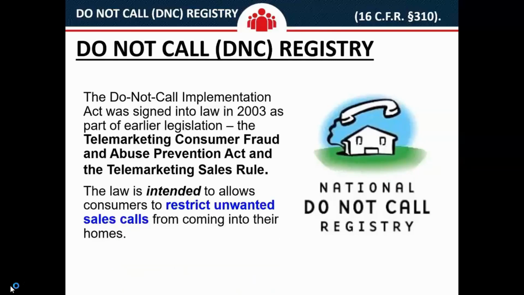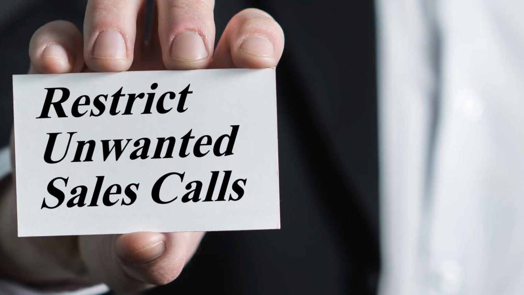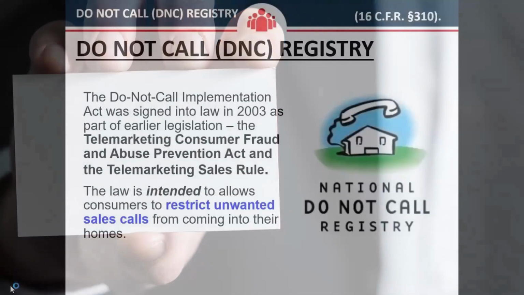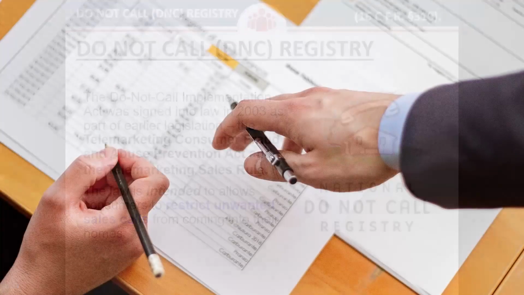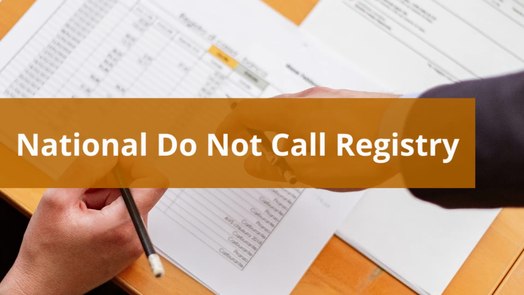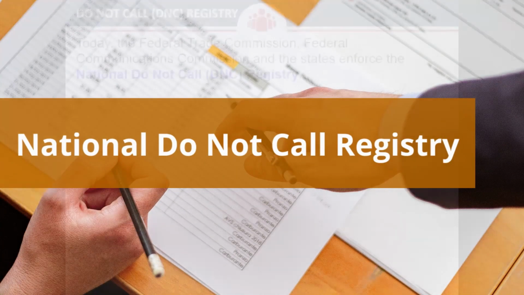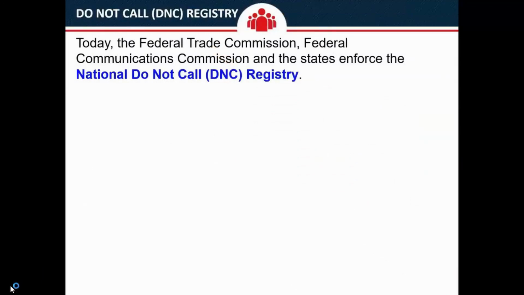Now, the law was intended to allow consumers to restrict unwanted sales calls from coming to their homes. That was the entire purpose of this law when it was initially implemented. Today, the Federal Trade Commission, the Federal Communications Commission, and many of the states enforce what's called the Do Not Call Registry, the DNC list.